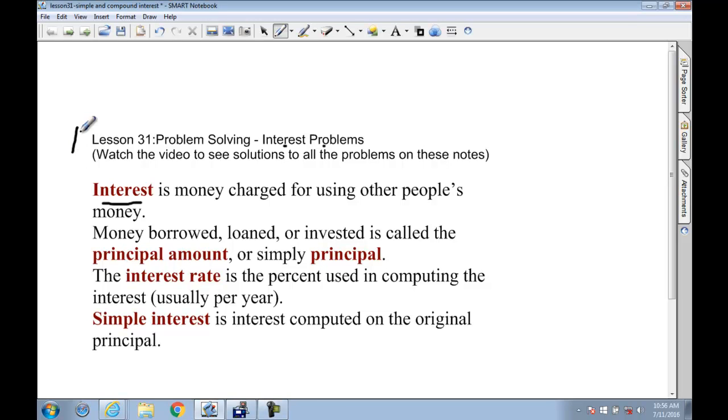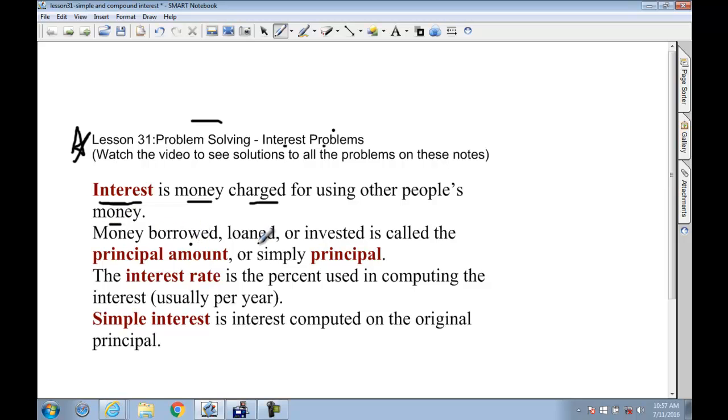Okay, welcome back. Lesson 31, problem solving and interest problems. So I'm happy to present some subjects that we can all relate to, right? Student loan debt, car loan debt, mortgages. So we can get familiar with how these monthly payments are computed and what exactly interest means. So let's dive in. Interest is money charged for using other people's money.